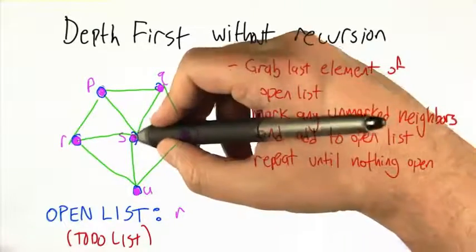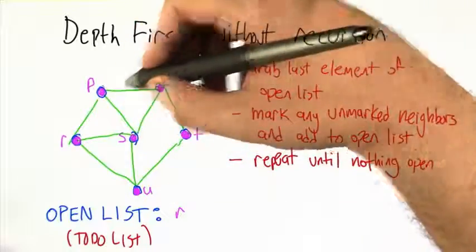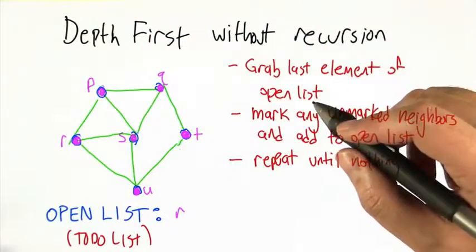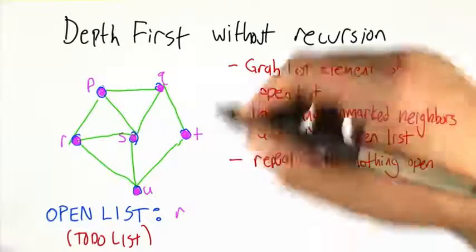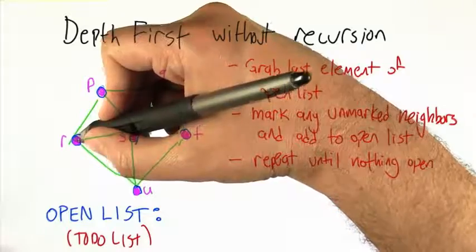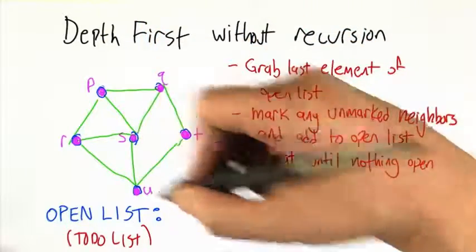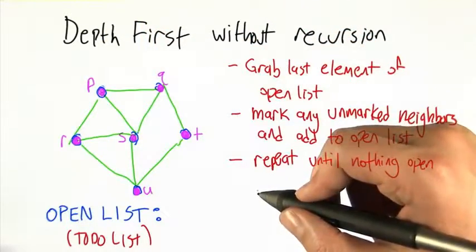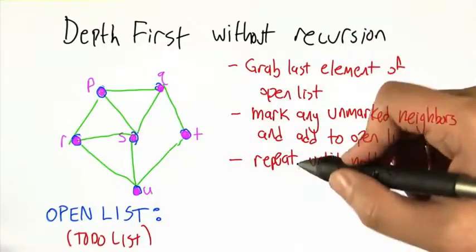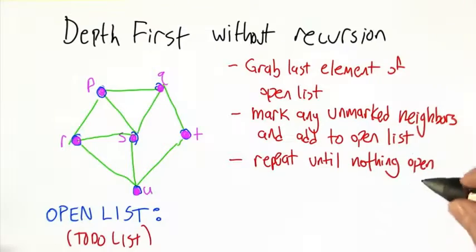Take the S off the list. Check all the neighbors of S. U, R, P, Q. They've all been visited, so we don't add anything new to the to-do list. We finish that iteration. Go back to the top. One more thing on the to-do list. R. Check R. R has three neighbors, P, S, and U. All of them have been marked. We add nothing to the open list. We see that there's nothing left open, and now we're really done.